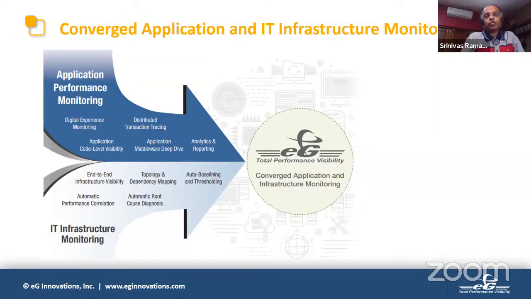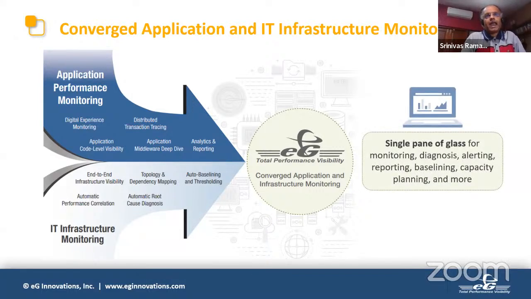So when we looked at how to solve this problem, we came up with this concept of a converged application and infrastructure monitoring solution. One tool that can do both application monitoring and infrastructure monitoring from the same console. So it makes your job easier because you get insights into both the application and the infrastructure side. This is what our EGInnovation solution does. I'm going to go deeper into how EGInnovation works and give you a quick demo. Thank you. Let me pause here and see if you have anything to add.